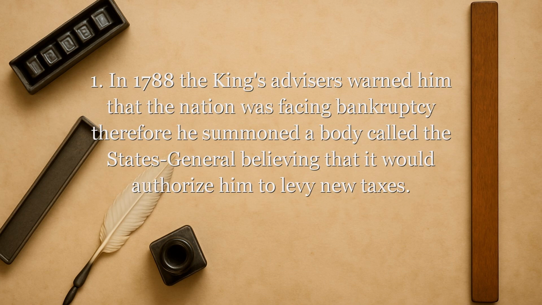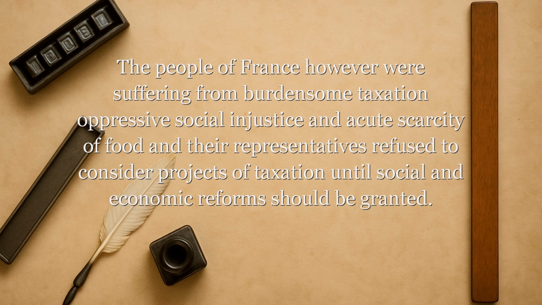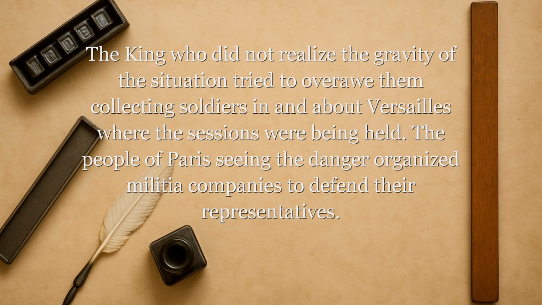1. In 1788, the king's advisers warned him that the nation was facing bankruptcy. Therefore, he summoned a body called the States General, believing that it would authorize him to levy new taxes. The people of France, however, were suffering from burdensome taxation, oppressive social injustice, and acute scarcity of food, and their representatives refused to consider projects of taxation until social and economic reforms should be granted. The king, who did not realize the gravity of the situation, tried to overawe them, collecting soldiers in and about Versailles, where the sessions were being held.